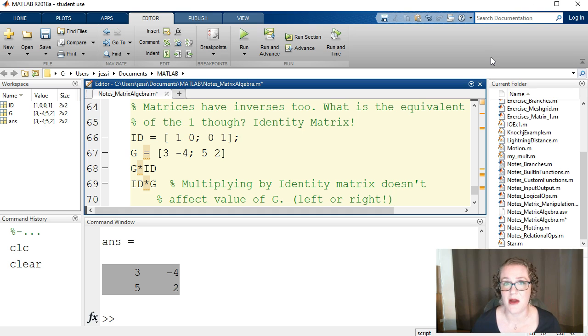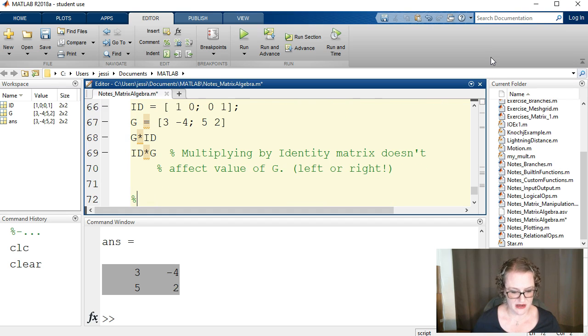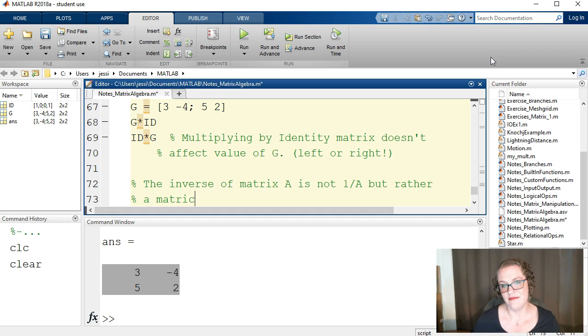And now we can talk about what a multiplicative inverse is, or matrix inverse. It's the matrix that when I multiply it by my matrix, I get the identity matrix. So let's write this down. The inverse of a matrix A is not 1 over A, because you can't actually divide 1 by a matrix. That's not a matrix multiplication thing. But rather, a matrix we'll call A exponent -1.